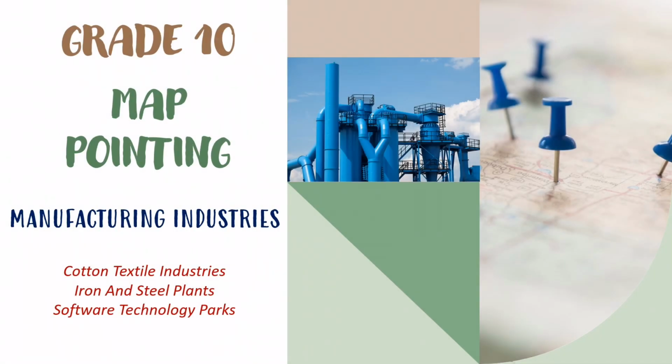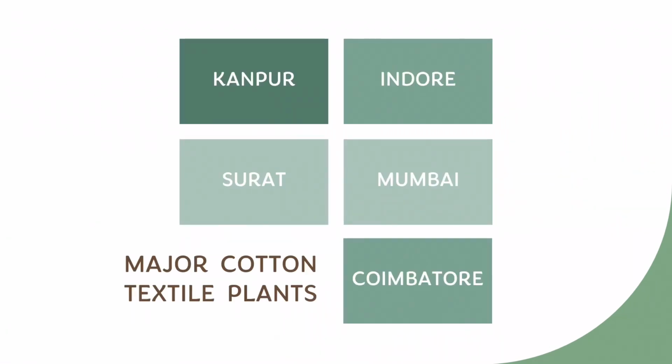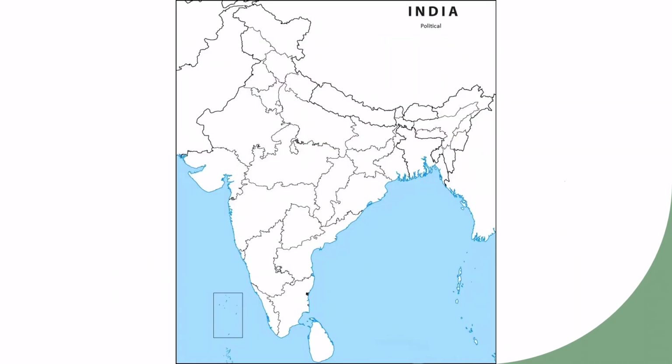Today we will be dealing with the map pointing of grade 10 CBSE of the chapter Manufacturing Industries. There are three main subtopics in this chapter: cotton textile plants, iron and steel plants, software technology parks. Starting with the major cotton textile plants, we have Kanpur, Indore, Surat, Mumbai and Coimbatore. These are places in major cotton producing states due to their suitable conditions for growing cotton such as black soil.